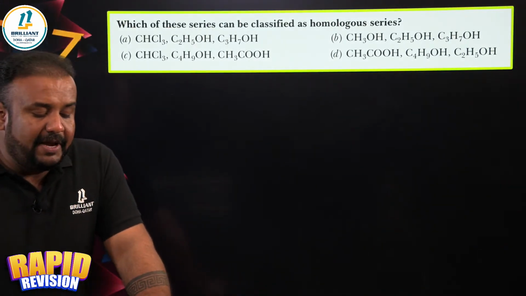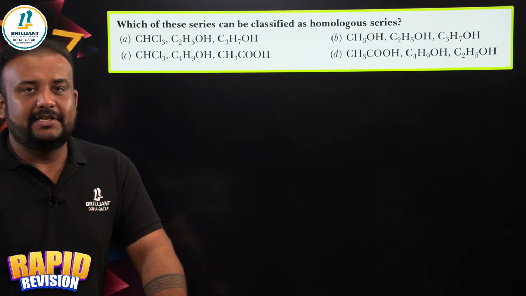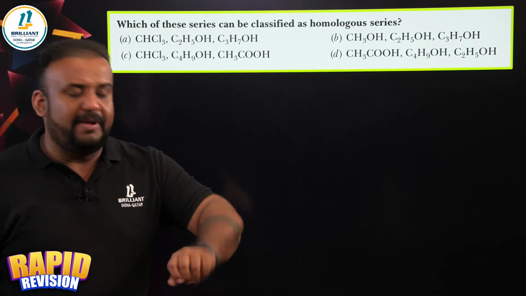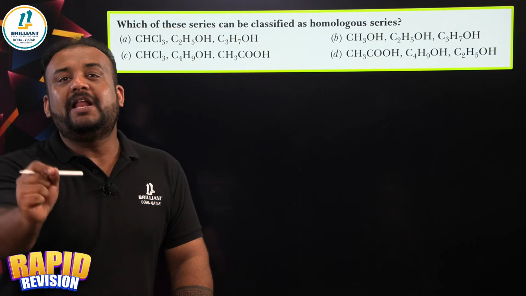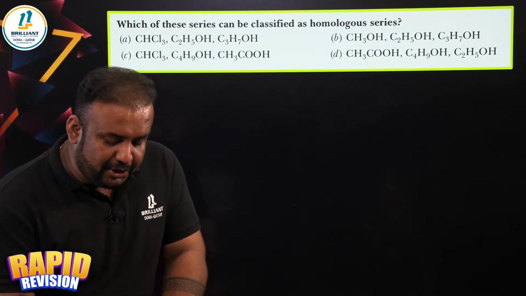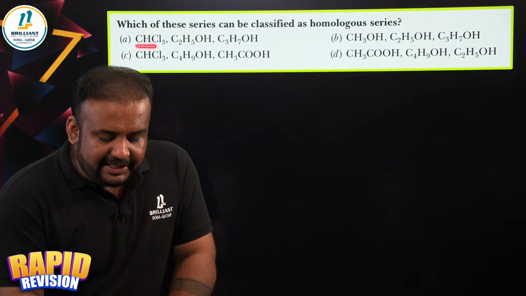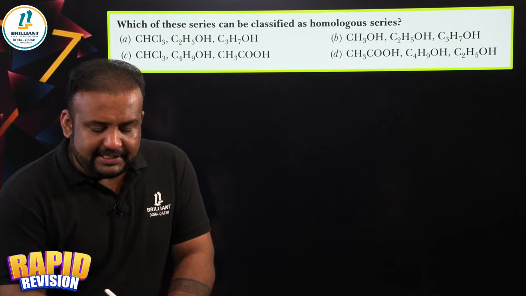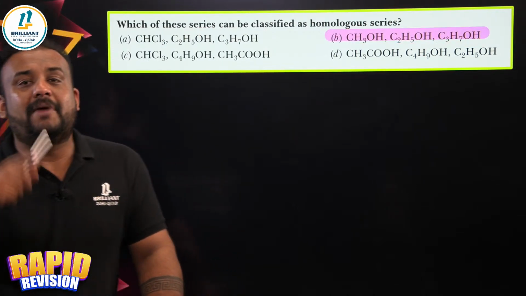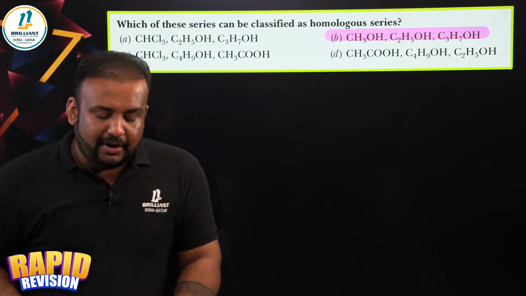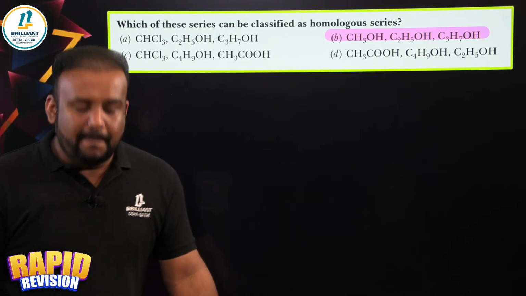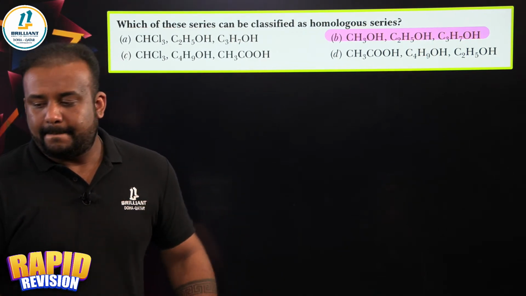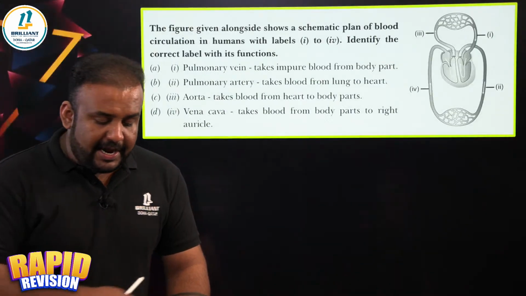Which of these series can be classified as homologous series? Tell me, what should you look for in members of the same family? Similar functional group. Correct? Similar functional group. Look at the first one. First one: CHCl3, C2H5OH. This cannot be the same series. CH3OH, C2H5OH, C3H7OH. This can be one series because all of them are alcohols. Yes. So directly we can write B is the answer for this question. All of you understood that? Okay, great.